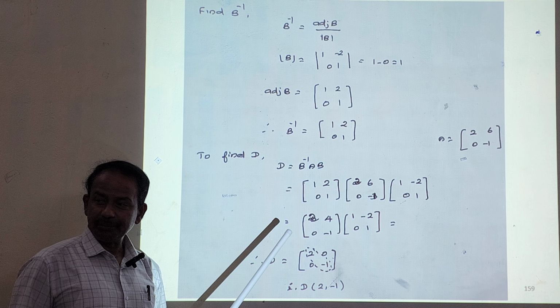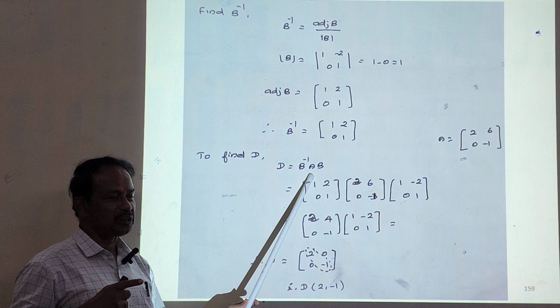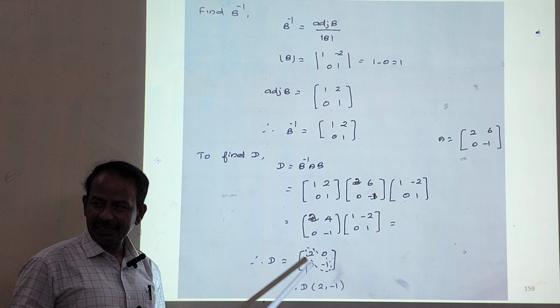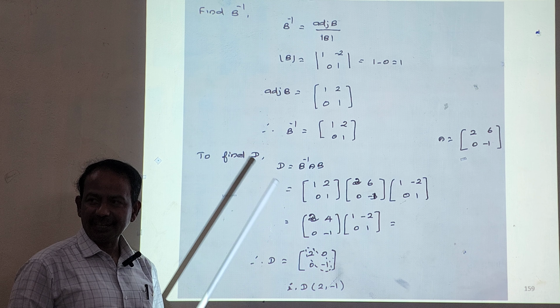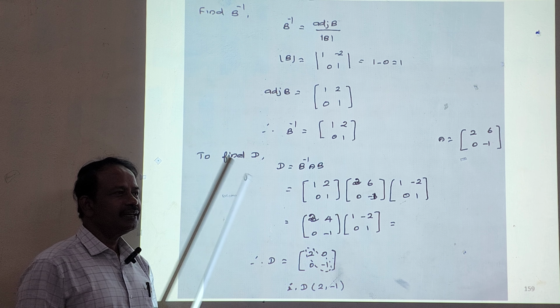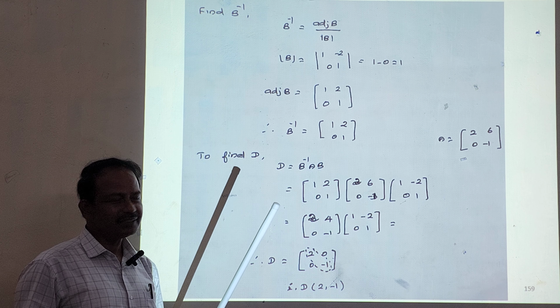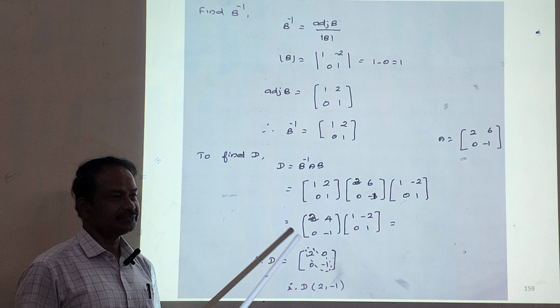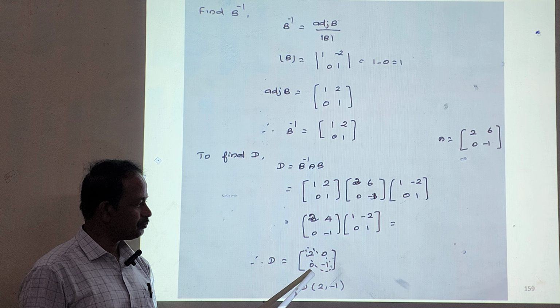So 2 and minus 1 are eigenvalues of the original matrix A. And here 2 and minus 1 exist. So this also will have the same diagonal, same eigenvalues, same rank, same determinant, same trace of the matrix. Okay, that's the rank of the matrix. Is it okay?